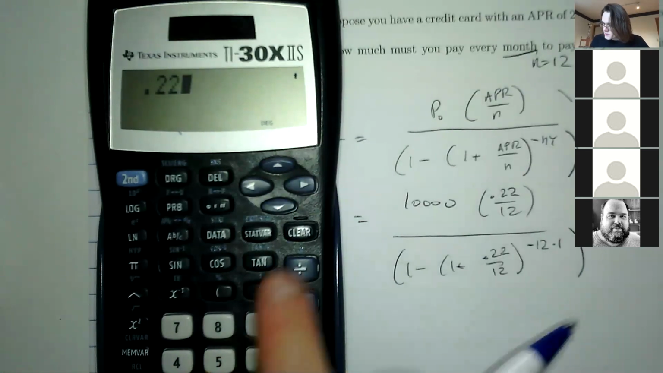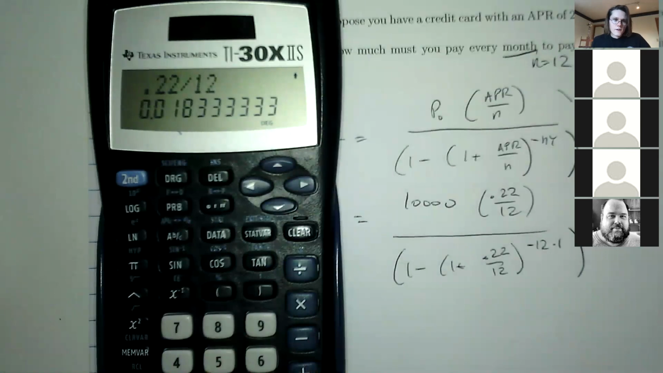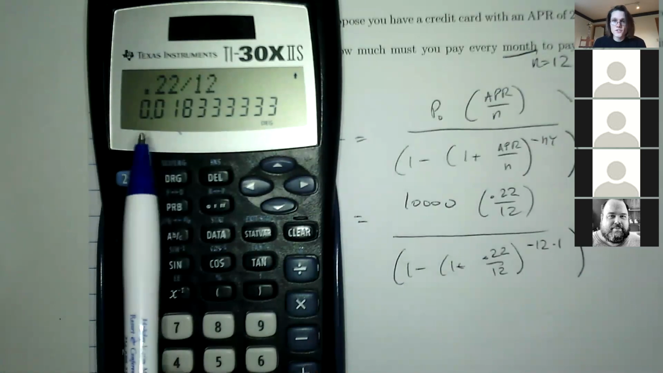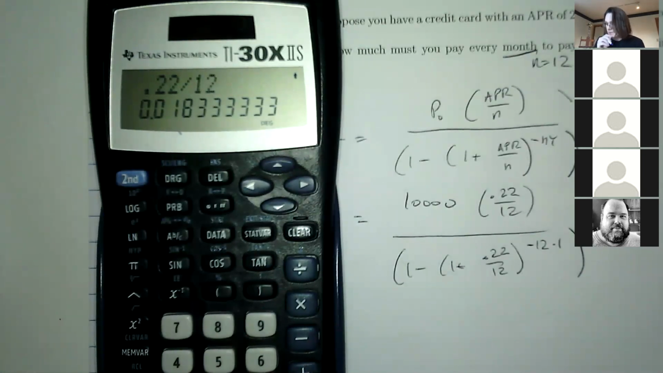So 0.22 divided by 12. Remember what this is: this is our monthly interest. So every month you get 0.22 divided by 12. Every month it's just shy of 2% interest, right?